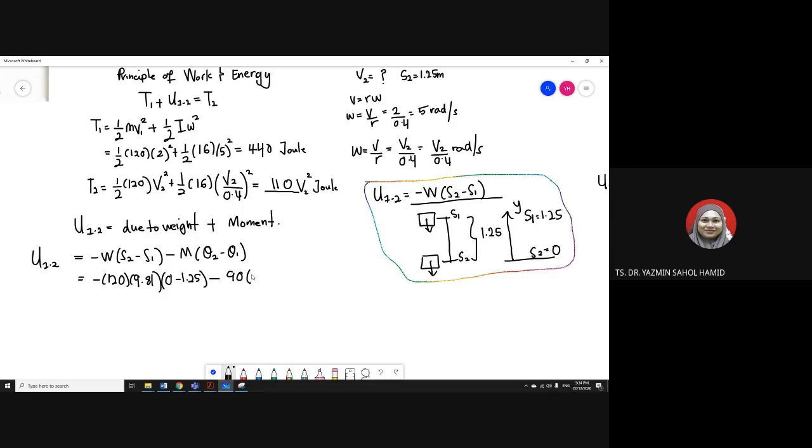Theta 2, was it given? No, it is not given yet, so we have to find it. Do you think you can find theta? How to find theta in terms of S? Because right now our weight is in terms of S. We have to make sure these two match. How do we make theta in terms of S? Remember this formula?